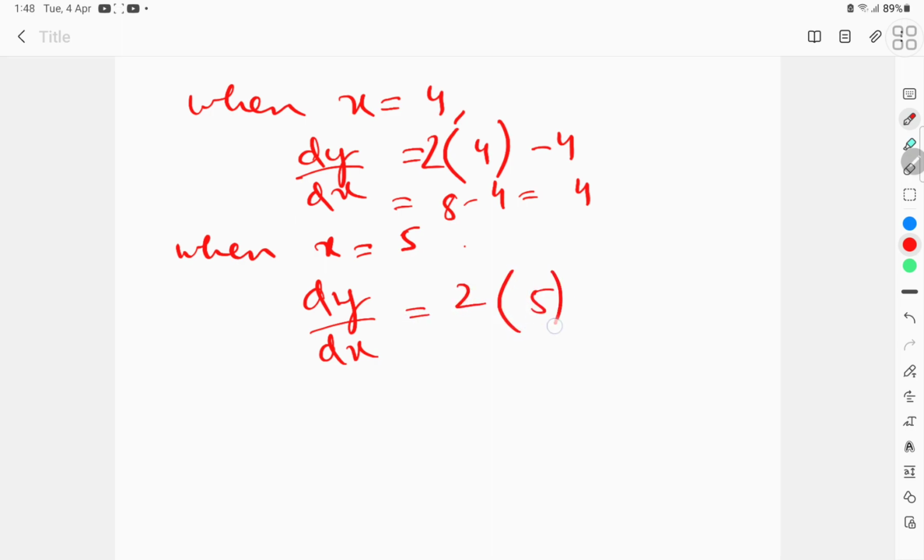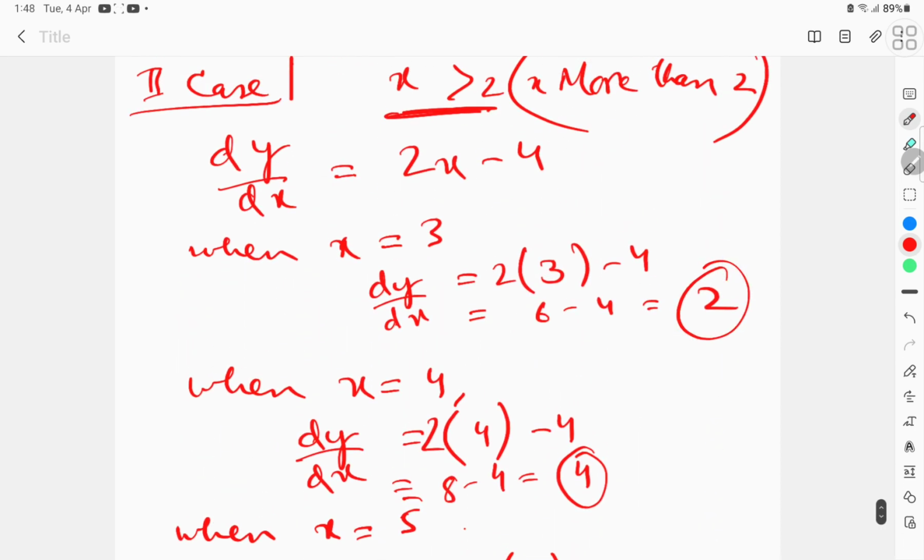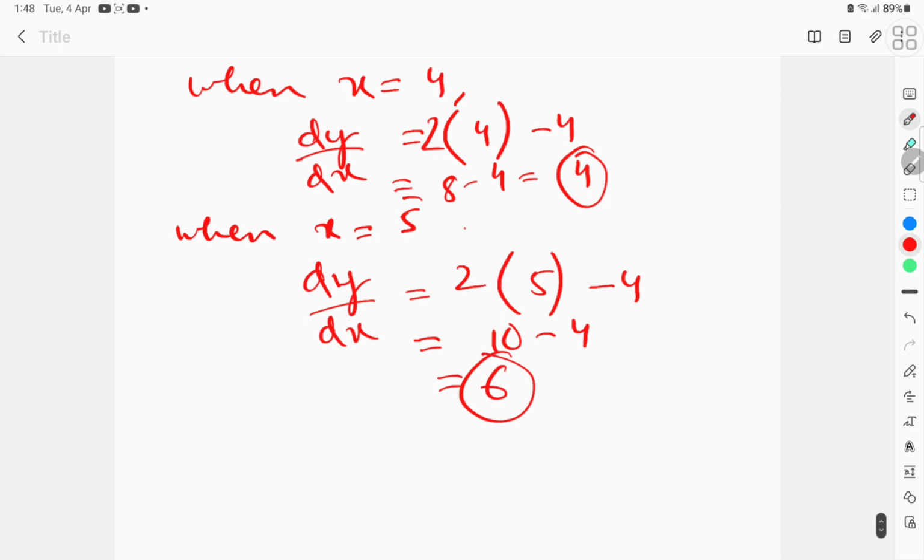Substitute a value of 5 instead of x: 5 times 2 is 10, minus 4 will be 6. So these values, 2, 4 and 6, are all positive values.